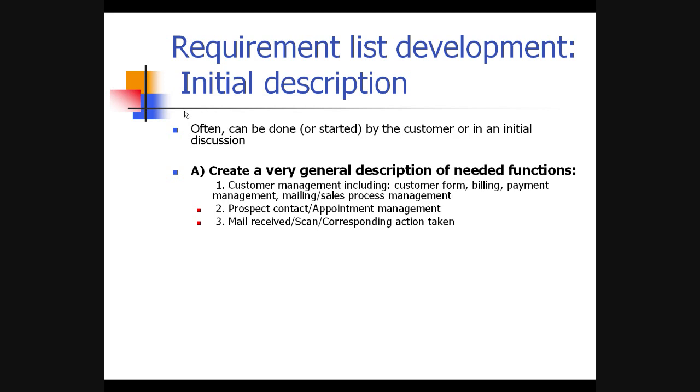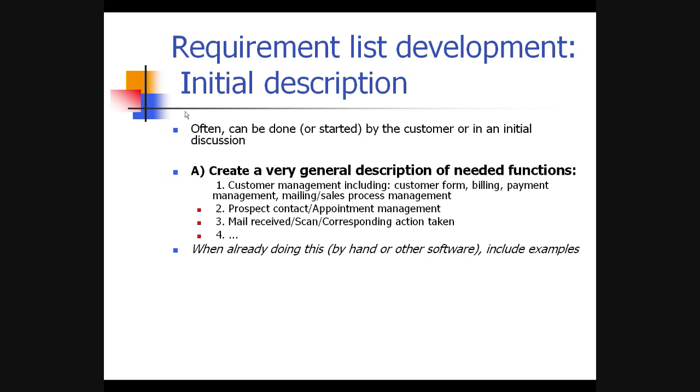He wants a module to manage all the mail received, not only the emails, but all the mails: scan them, store them, and record the corresponding action that has been taken by whom, and so on. So that's just a few examples of general description of needed function. You can of course have many things in there, but it just doesn't need to be very detailed. You just need to have an idea of what the customer wants.